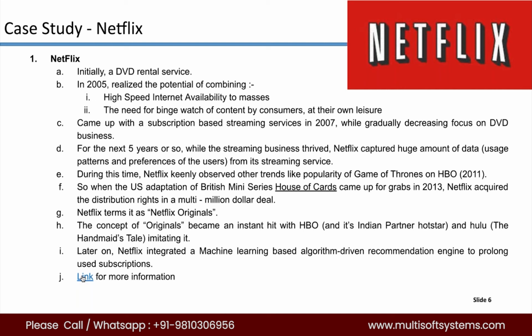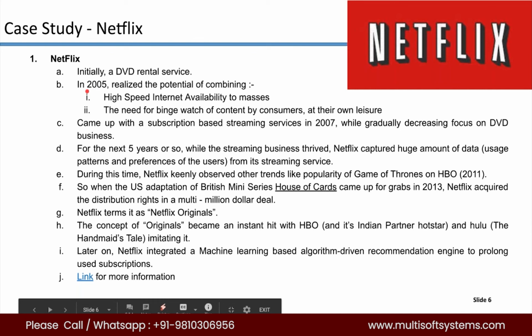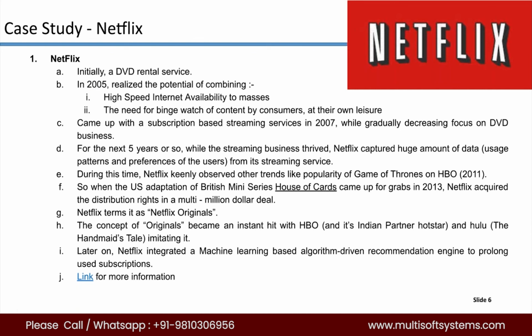Initially they used to rent DVDs. You pay, they will mail or post the DVDs in the US. What happened in 2005 was that, again looking at their business data, they realized something. They said there is a potential in combining two things. One is high speed internet availability. In 2005, broadband came into the picture. Gone were the days when you would still use dial-up. Dial-up was slowly becoming history, and people were venturing into broadband connectivity, high-speed broadband. So this meant that people have broadband available.